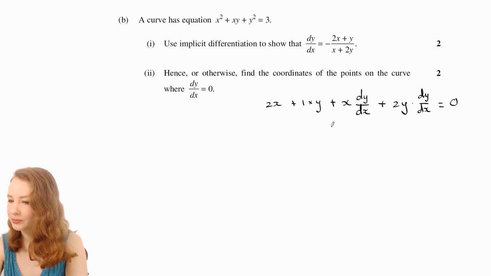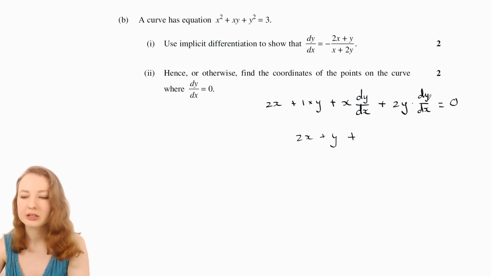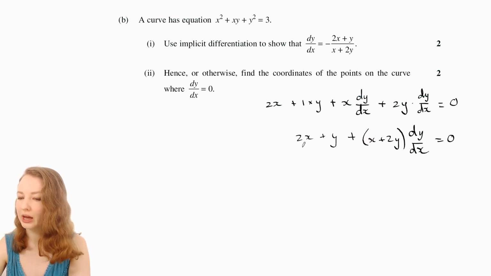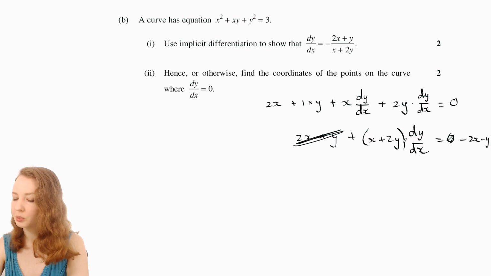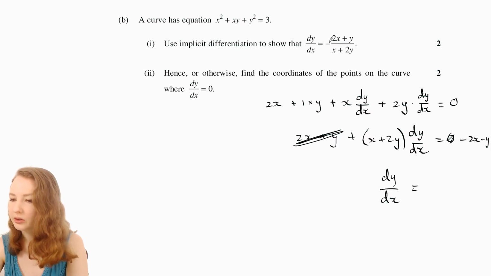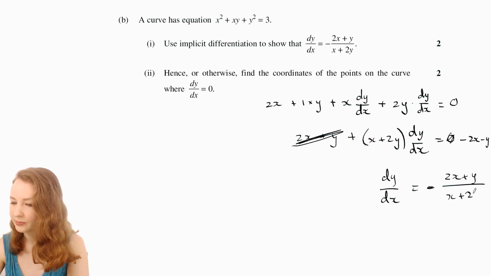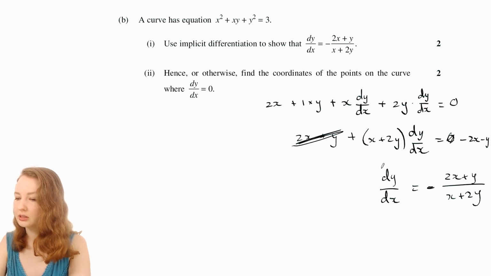Okay, so we've got 2x plus y, and then if we want to solve this for dy by dx, what we need to do is factorize this bit so that there's only one dy by dx in the equation. So make that x plus 2y times dy by dx. And then we can move that over, so I'll just put negative 2x minus y there. And then we can divide by that to solve for dy by dx. And then, oh, I've actually got the negative out the front. So negative 2x plus y divided by x plus 2y. Yeah, and that's it.